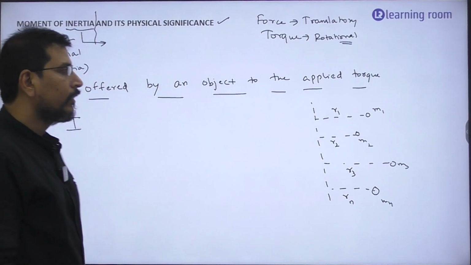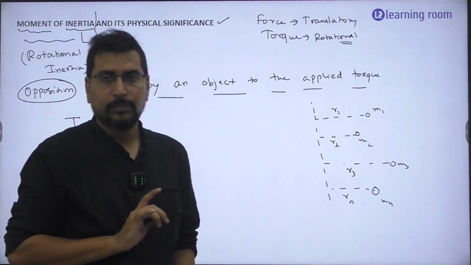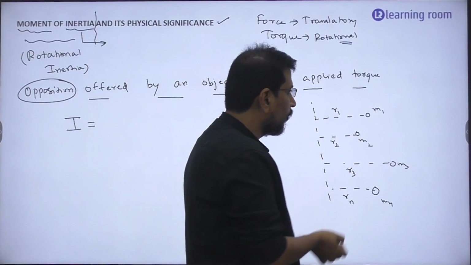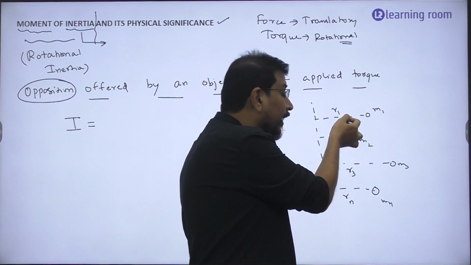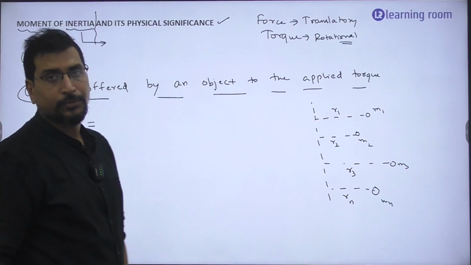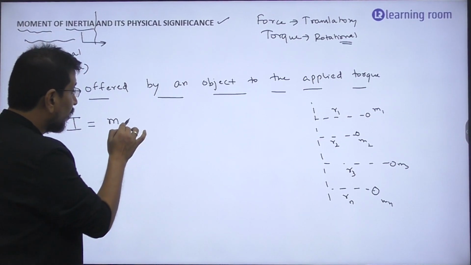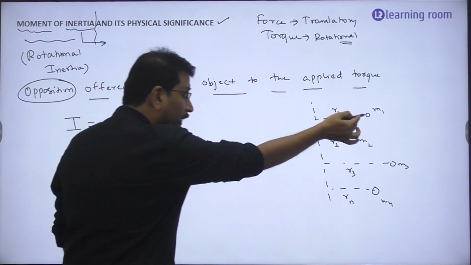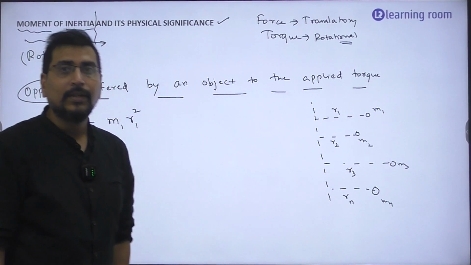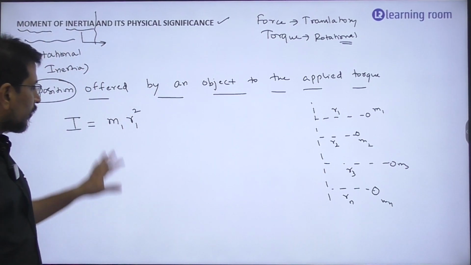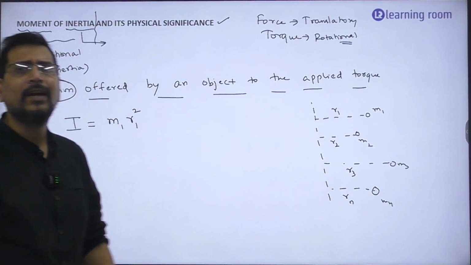So, capital I, that is the moment of inertia, is given as the product of, I repeat, the product of the mass of a particle multiplied with the square of its distance from the axis of rotation. That is, the mass of the particle and the square of the distance of that particle from the axis of rotation. So, that is going to be the moment of inertia of the first particle, right? This is how the moment of inertia for each particle is written, but I considered a system of n particles.